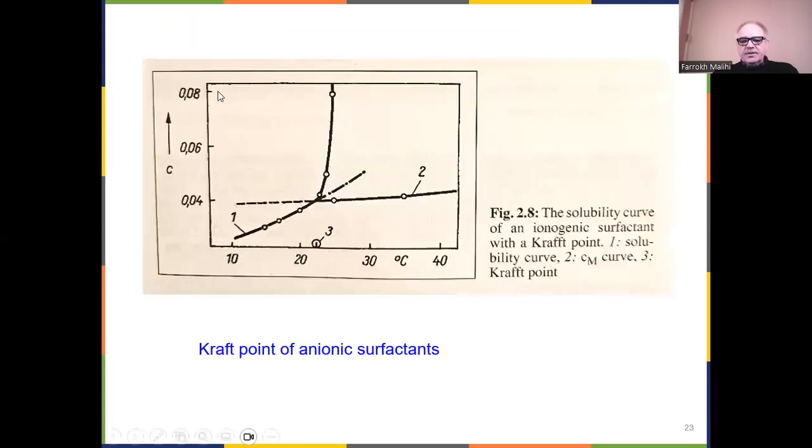Here is a figure that shows the Kraft point. As you see, this is surfactant concentration versus temperature. The concentration increases sharply at this Kraft point.